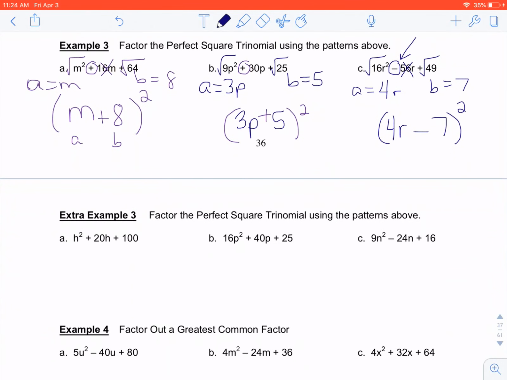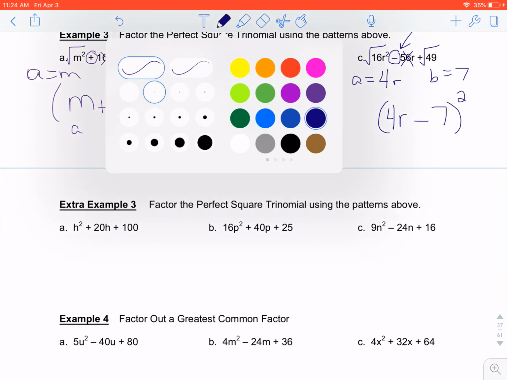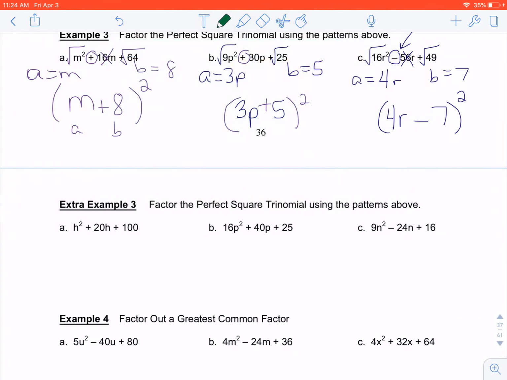All right, flipping over to page 37, looking at the next group of problems. Again, the key thing, is it a plus or a minus? We're following the same exact pattern. So I'm looking at h squared plus 20h plus 100. I see it's a plus sign. So before I do anything, I'm going to write plus, parentheses, squared.